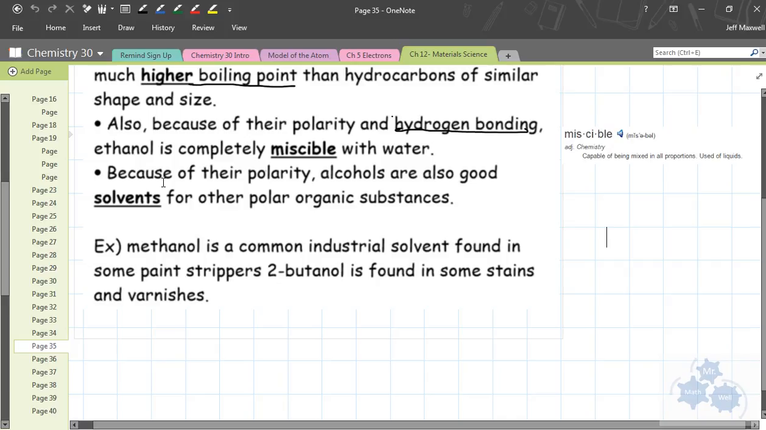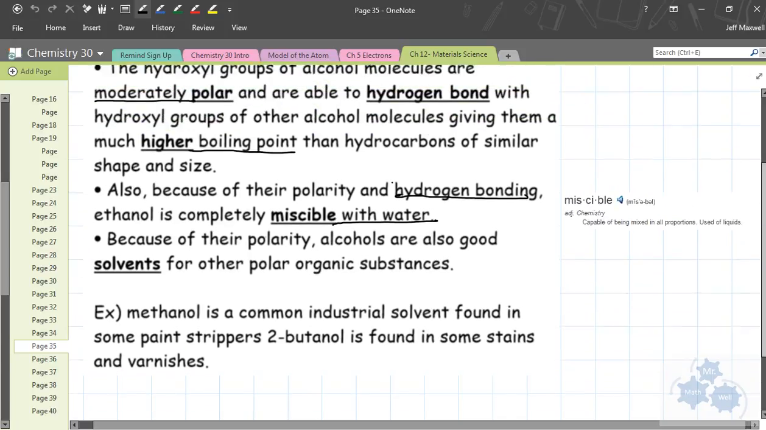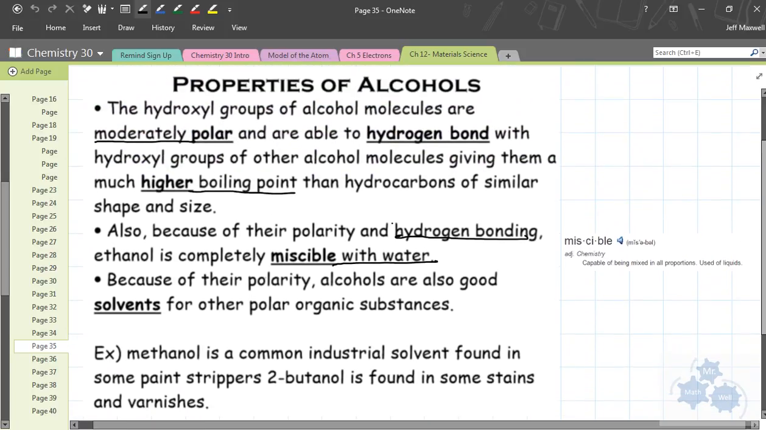Because of their polarity, alcohols are also good solvents. So, miscible with water, good solvents. They can dissolve other polar organic molecules. Methanol is a common industrial solvent found in some paint strippers. 2-butanol is found in some stains and varnishes as well. So there are some properties of alcohols.